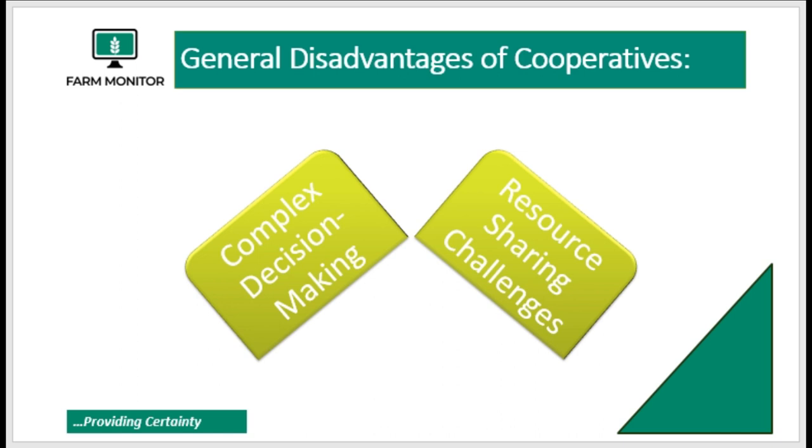Decision making becomes complex when the cooperatives are large. Decision making can be slow, especially if the members have diverse interests. Then another disadvantage is the challenge with resource sharing. Ensuring that resources are fairly and efficiently shared can be a logistical challenge in some cooperatives.